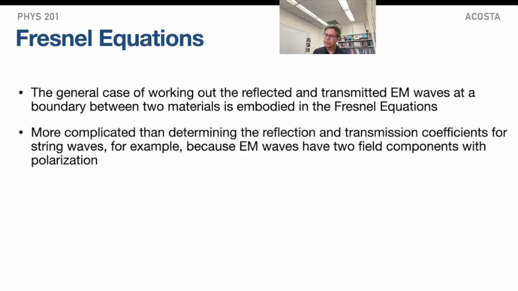However, it is more complicated than determining the reflection and transmission coefficients for string waves, for example, because electromagnetic waves have two field components, the electric field and the magnetic field, with polarization, meaning they are vectors, they have a direction for these fields. So it is more complicated than what was done to work out the part of the wave that reflects on the boundary, say, for a rope going from one density to the next.